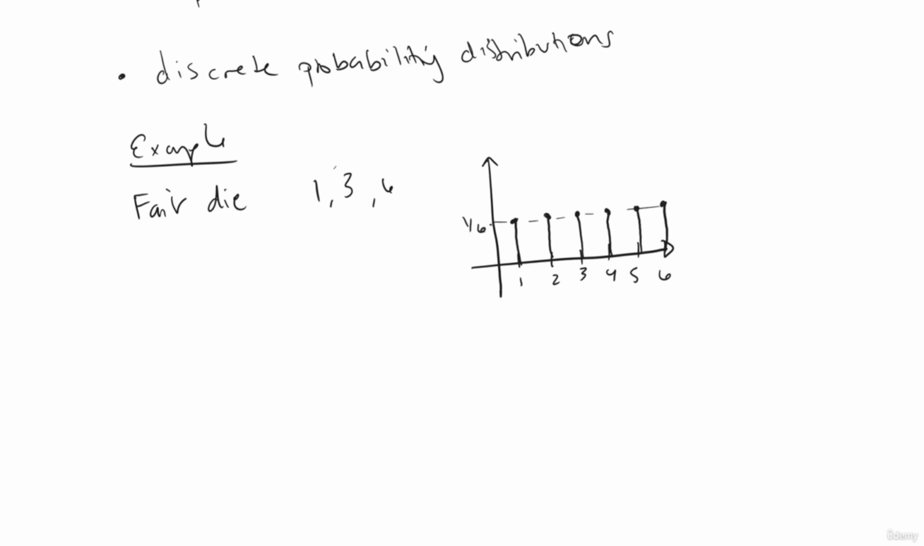And because these numbers are countable, there is no such thing as 1.5. There is no such thing as a 2.25 or a 3.1 or anything like that. They're countable. There is a fixed number of outcomes that can happen. It is a discrete probability distribution. And that is what a discrete probability distribution is.